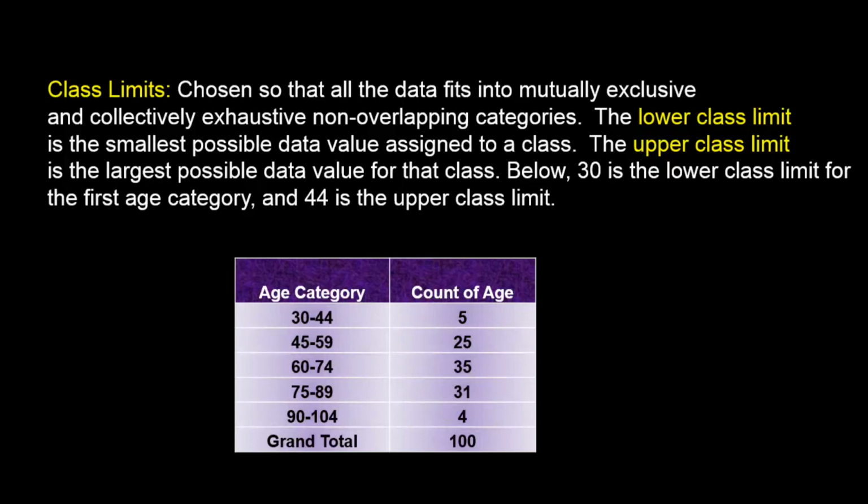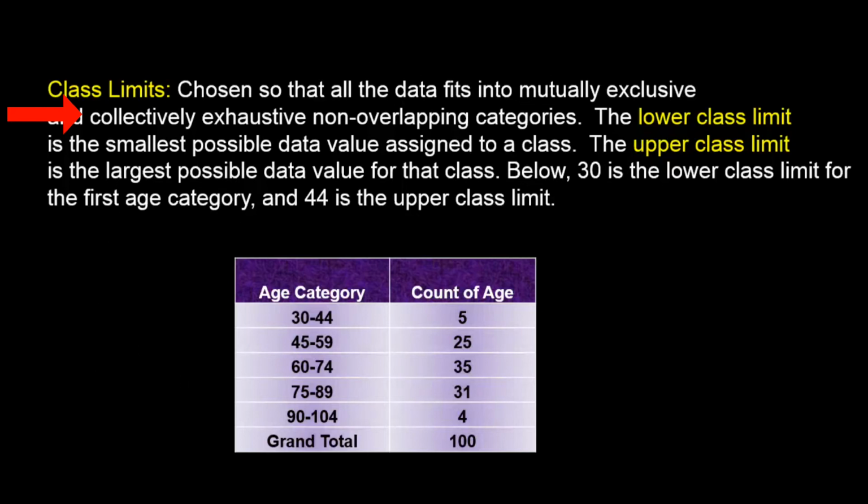A class limit is chosen so that all the data fits into mutually exclusive and collectively exhaustive, non-overlapping categories. Now that's a real mouthful, so let's see what I just said. Mutually exclusive. That means if something is in one category, it can't be in another at the same time. So if you are in age category 30 to 44, you can't also be at the same time in another age category, say 45 to 60.